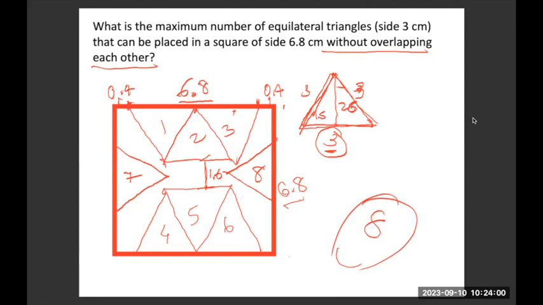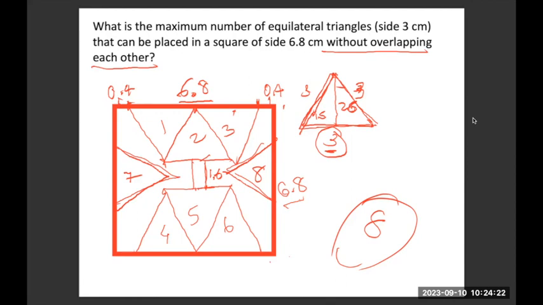Where you say, okay, out of 6.8, this 0.4 will remain, here also 0.4 will remain, but what is this distance? So once I find this distance is 1.6, I know I can fit one triangle here and one triangle here, but I cannot fit two triangles on that side. Hence, this comes to be correct.